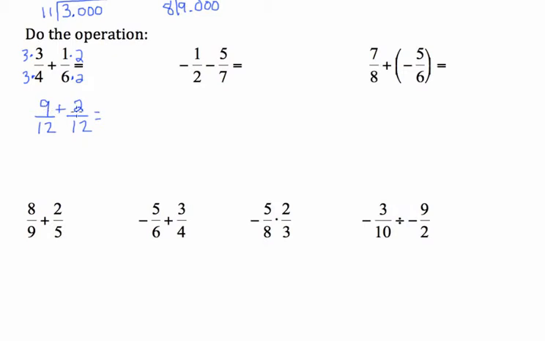Then tops only. 9 plus 2 is 11. 11/12. That does not reduce. That's my answer.